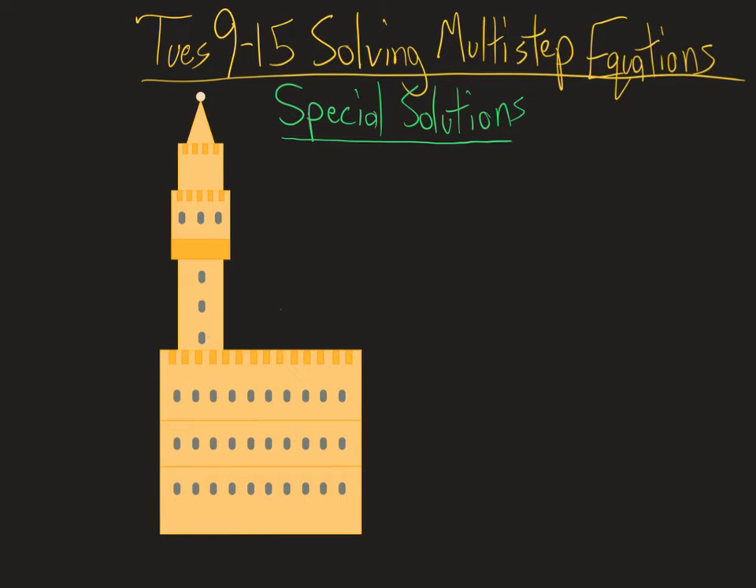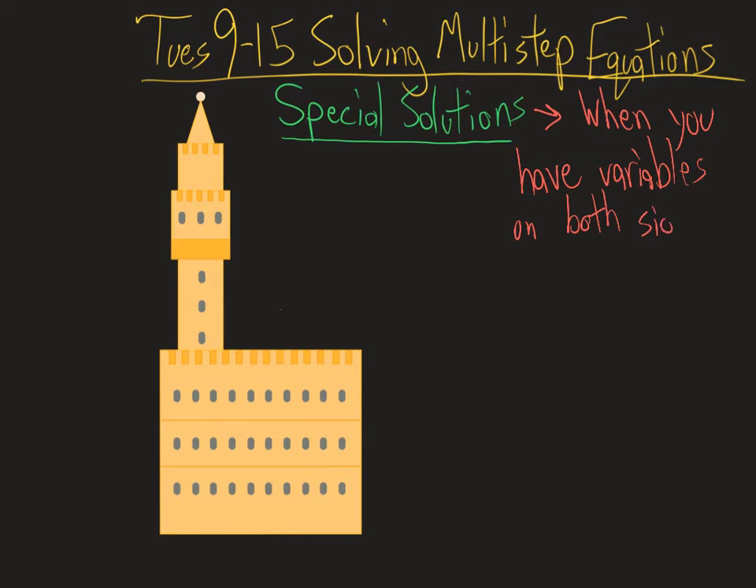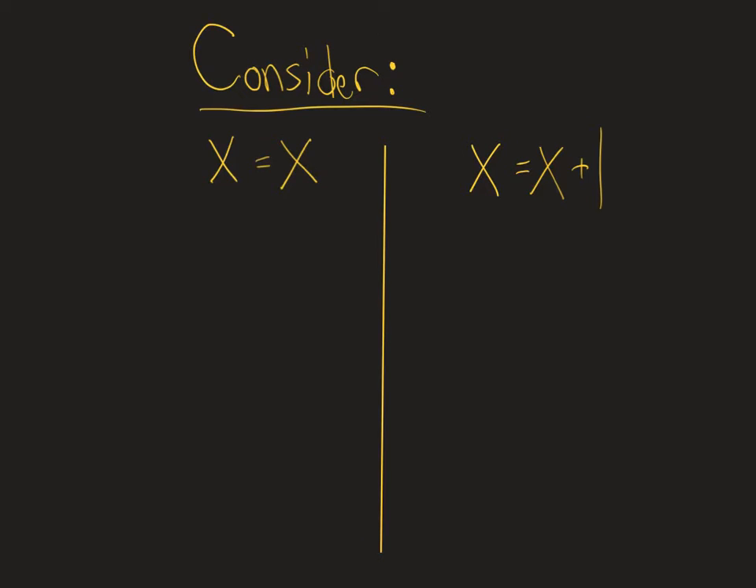All right, guys, let's jump in. We're going to continue talking about multi-step equations with special solutions. And these special solutions just apply when you have variables on both sides. So that's the only time you have to watch for this type of special solution, when you see those variables on both sides, and you'll see what I'm talking about.